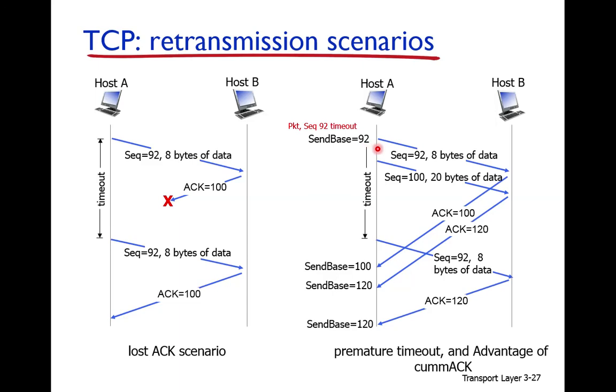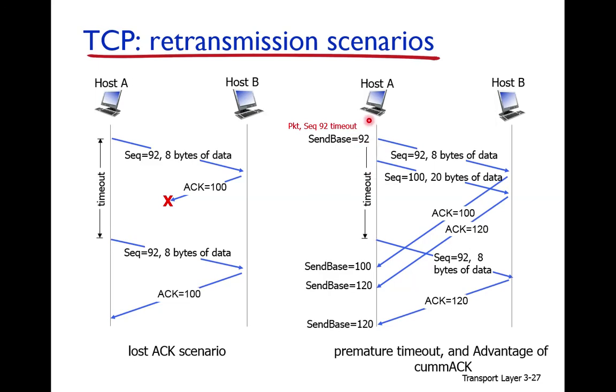The best feature of Selective Repeat is that when the timeout happens, for this packet, because the timer is running for the packet with sequence number 92, if this timeout expires, only this packet is retransmitted. The other packets that were sent subsequently will not be retransmitted.